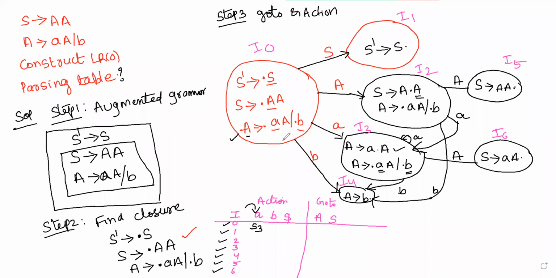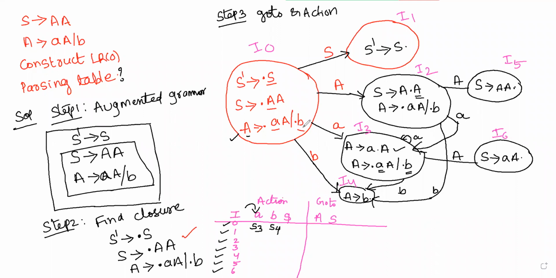This box is called I0. I0 on b goes to I4. So I0 on b goes to I4, hence I am going to write this value as S4.